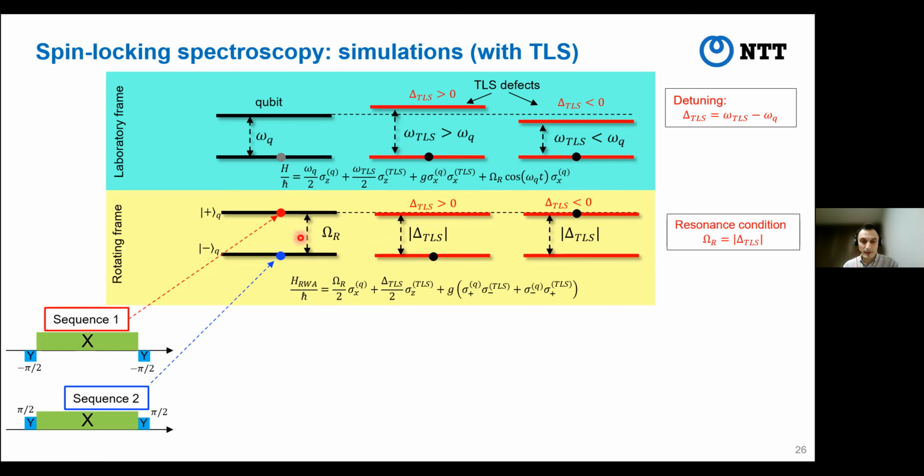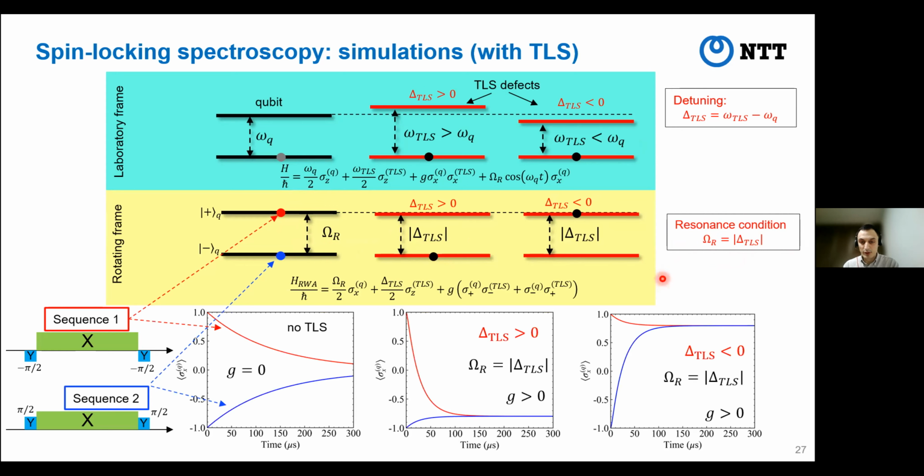In the rotating frame, the separation between the qubit levels is equal to Rabi frequency omega r, and the separation between the defect levels is determined by the detuning value. When Rabi frequency is equal to the absolute value of the detuning, we have a resonant interaction between the qubit and the two-level system in the rotating frame. Numerical simulations show that in this case, the effective relaxation time of the qubit becomes much shorter. The steady state value becomes non-zero, and its sign depends on the sign of the detuning.